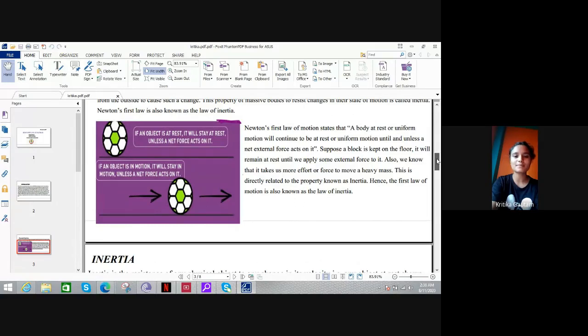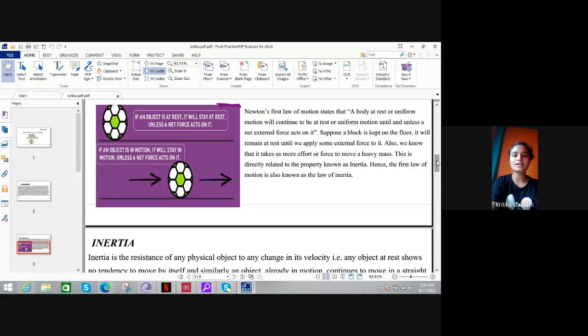Suppose a block is kept on a floor, it will remain at rest until we apply some external force to it. Also, we know that it takes more effort or force to move a heavy mass. This is directly related to the property known as inertia. Hence, the first law of motion is also known as the law of inertia.